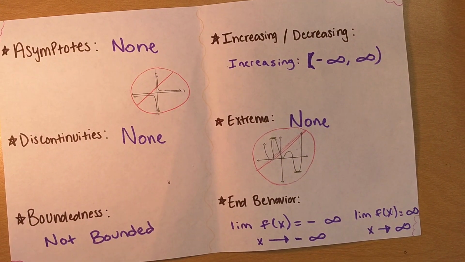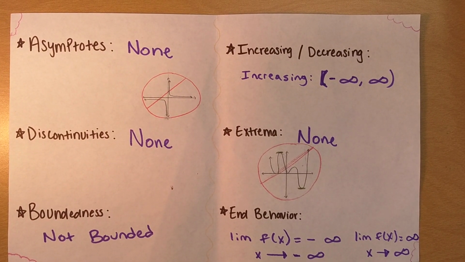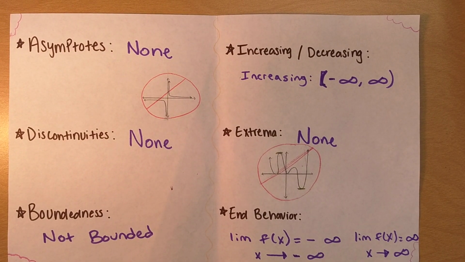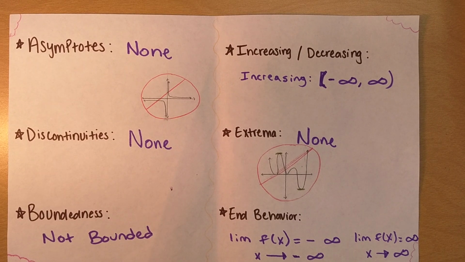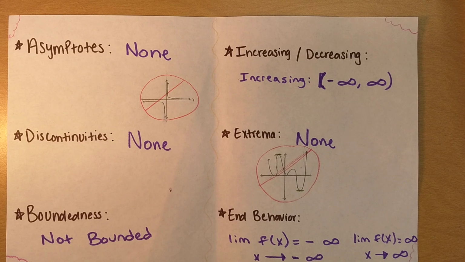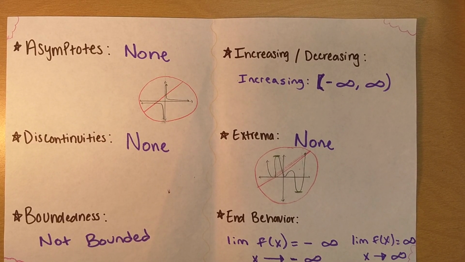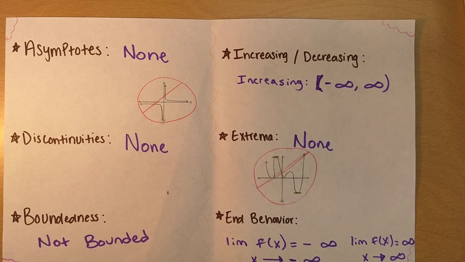Hi, my name is Alea. Cubic functions don't have asymptotes because the graph touches all x and y values. It doesn't have any discontinuities because the graph is continuous for any value. It increases from negative infinity to infinity. It is not a bounded function because it continues forever, and it has no extrema because it's always increasing.